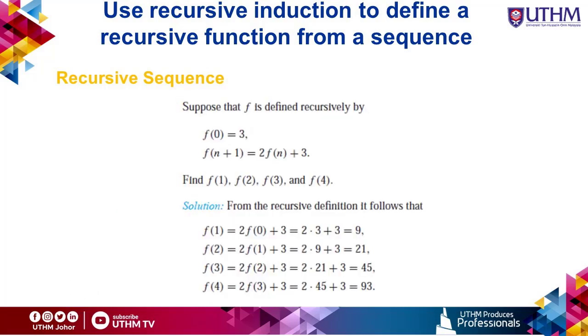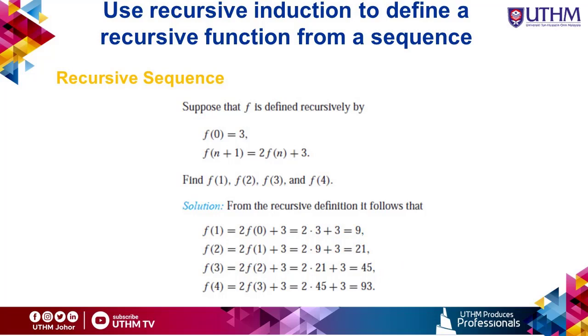Let's look at the following example. Suppose that f is defined recursively by f0 equals 3, fn plus 1 equals 2fn plus 3. Find f1, f2, f3, and f4. To solve this question, let us see f1. To get the f1 value, we must multiply 2 by the f0 before adding 3, giving us 9. To get the value of f2, we must multiply 2 by the f1 before adding 3, giving us 21. The same process is conducted for f3 and f4 as shown on the slide.